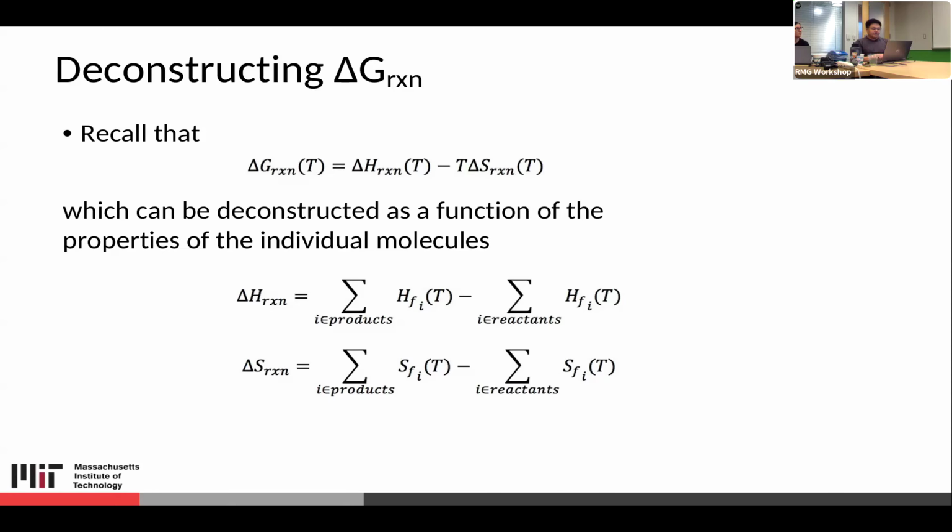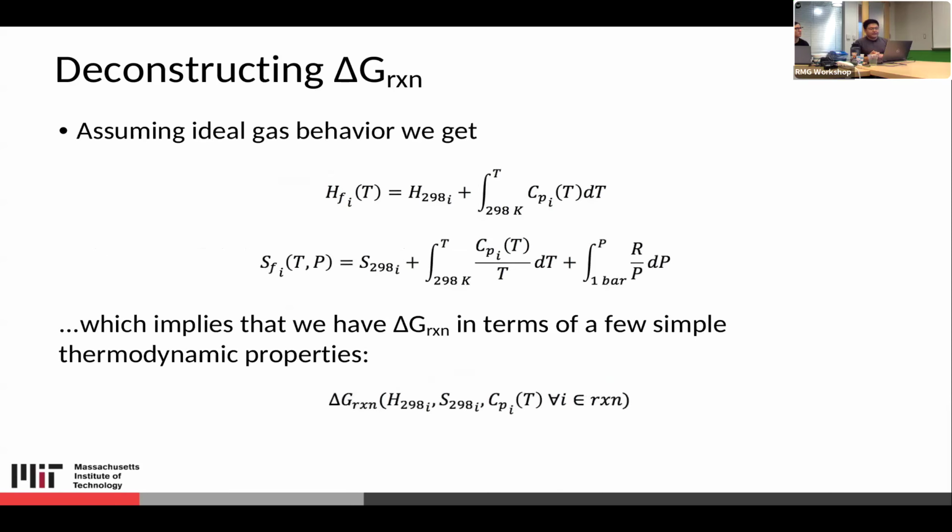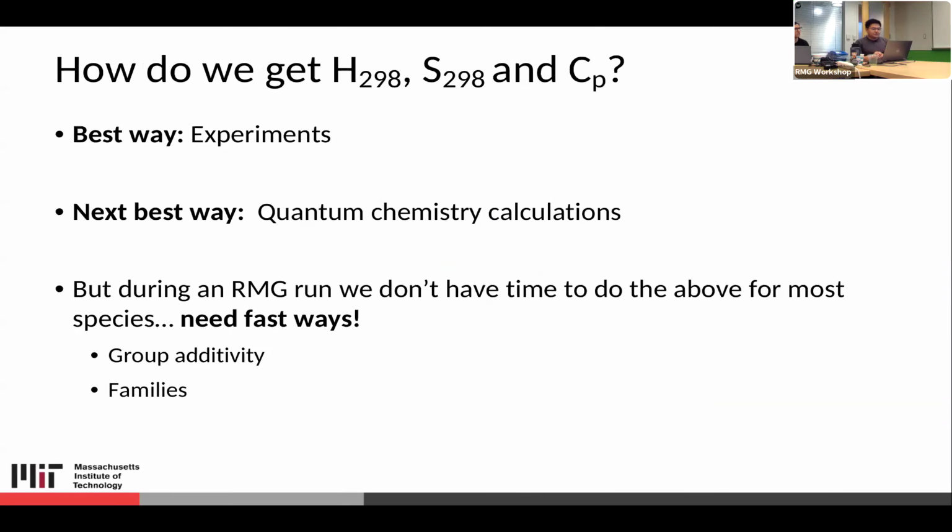Assuming ideal gas, you can get those from the enthalpies at 298 plus the integral to the desired temperature of the system with the heat capacities, for both the enthalpies and the entropies. So therefore, we can get the free energies of reaction as a function of enthalpies at 298, entropies at 298, and heat capacities for all the reactants and products. So how do we actually get those?